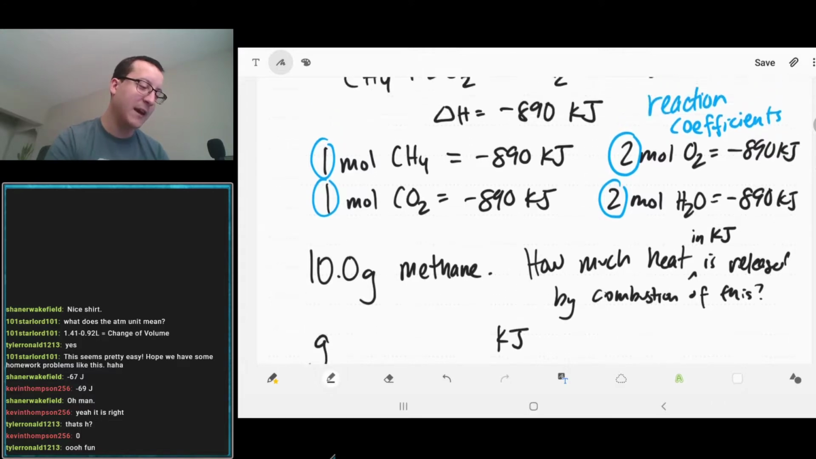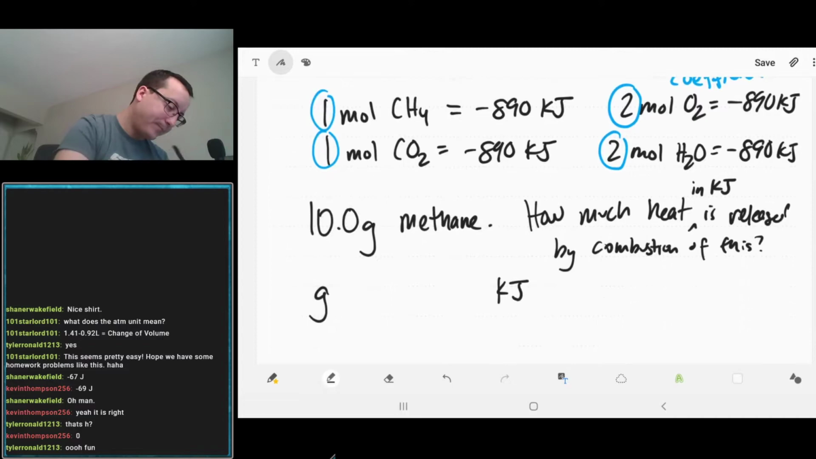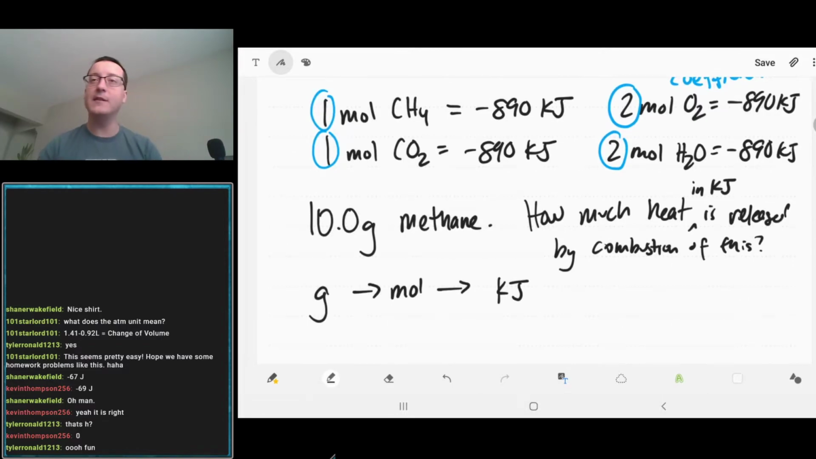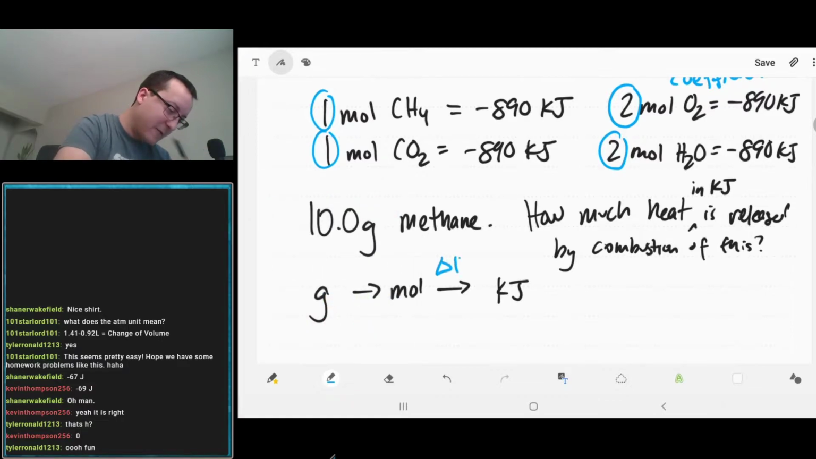Oh, and look, we have all these conversion factors that we've been able to get. And one of them in particular will give us moles of methane into kilojoules of energy. And so our plan is just going from grams to moles to kilojoules. This conversion factor will be our delta H.